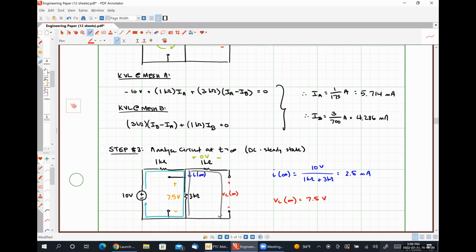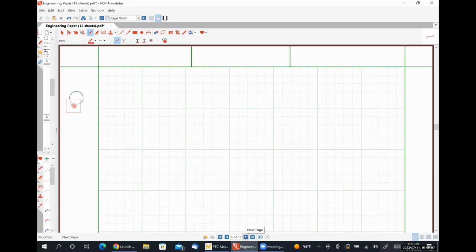Any questions or comments regarding the analysis we've done here at t is equal to infinity? All right, so let's move along to step number 4.